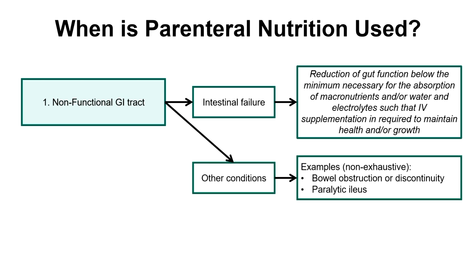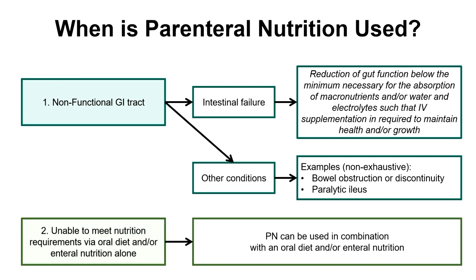There are a number of other conditions that do not relate to nutrient malabsorption that also warrant the use of PN, such as bowel obstructions or discontinuity or severe paralytic ileus. The second category relates to when an individual cannot meet all of their nutritional needs by enteral nutrition or through an oral diet. Some individuals may be on PN simultaneously with EN or an oral diet. Individuals can also receive all of their nutrition by PN.